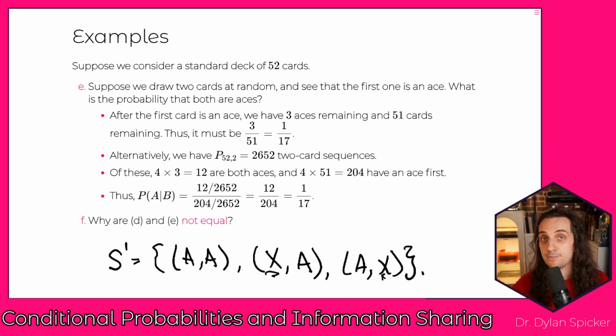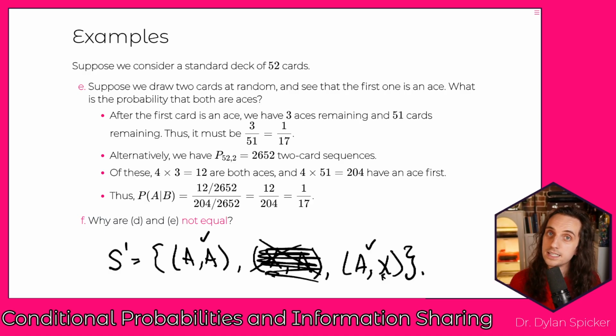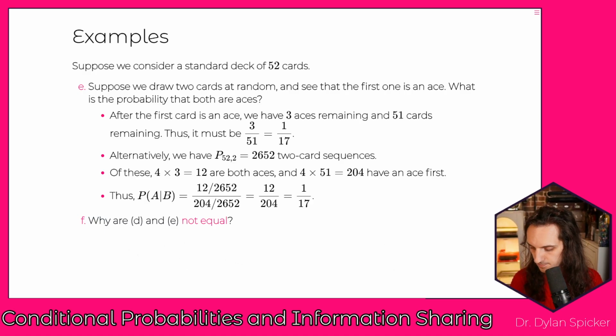Now, in this case in part E, what patterns are possible? Well, we can still have the ace and the ace, but the X and the ace is no longer a possibility, right? We cannot be in a case where we have an X and then an ace. And so then we're just left with this case of an ace and then an X. Okay, and so as a result, there's actually fewer cases in this sample space that do not have the same ace-ace pattern. And as a result, we have a higher probability of them both being aces if we know that the first one is an ace versus if we know that simply one of them happens to be an ace.